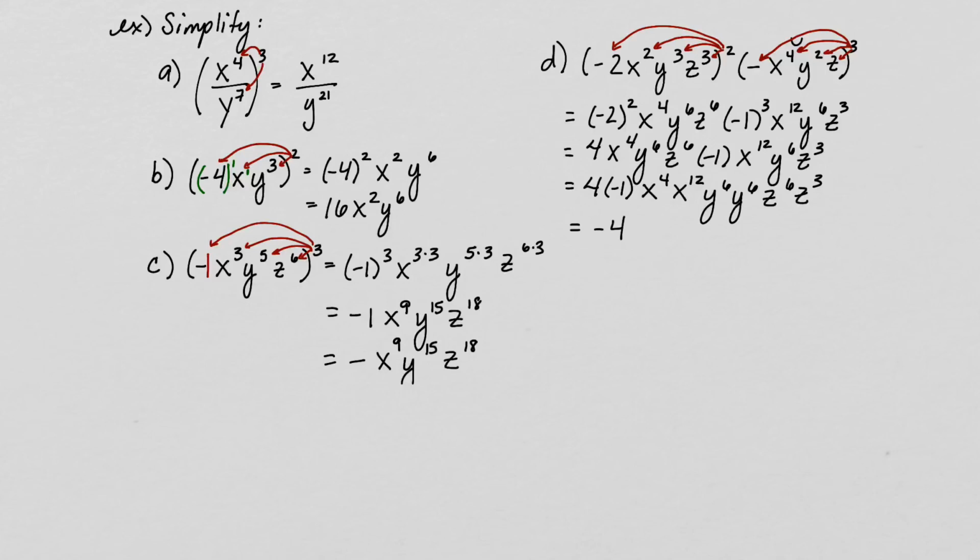I can now add the exponents on the x's, right? The exponent on the first x here is a 4. The exponent on the second x is a 12. 4 plus 12 is 16. So we have x to the 16th. I can again add the 6 here and the 6 here because they're both y's. And so if I do that, I end up with y to the 12th. Same thing for the z's, 6 and 3 is 9, so we end up with z to the 9th. So that's the final answer for that one.